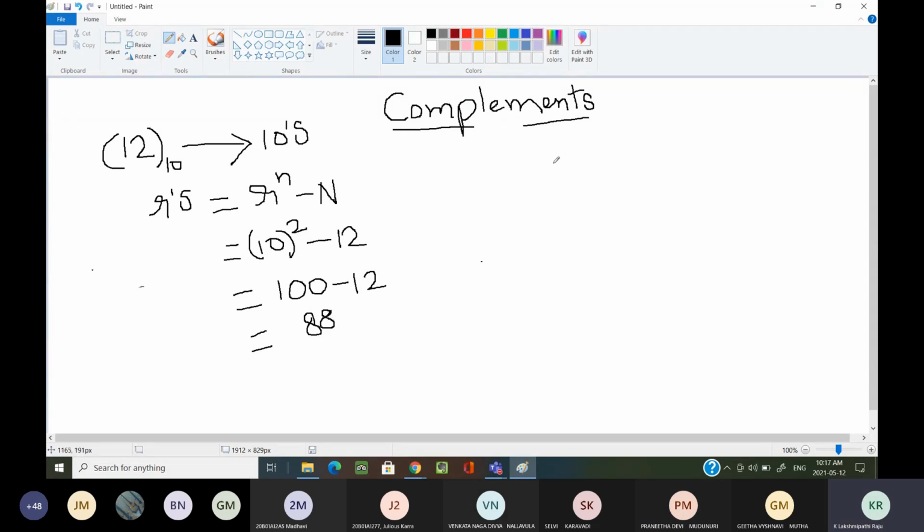Now you can do this one. 274 of base 10. Calculate the r's complement. You have to give me the answer. Calculate the tens complement of 274 of base 10. 726.